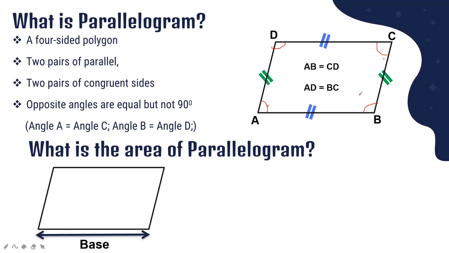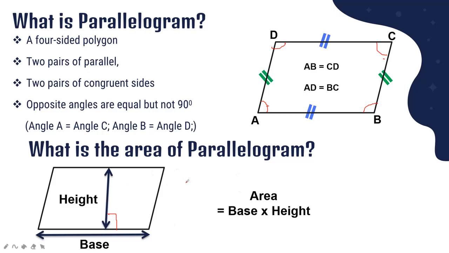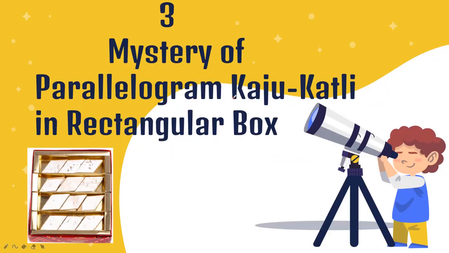Here, what will be the height? Height will not be this side. Height will be perpendicular to this. This angle will be 90 degrees. So this will be base times height. Now this small difference can make a lot of difference in why we make the shape of Kaju Katli a parallelogram. Now we are ready to understand the mystery of the parallelogram Kaju Katli in the rectangular box.